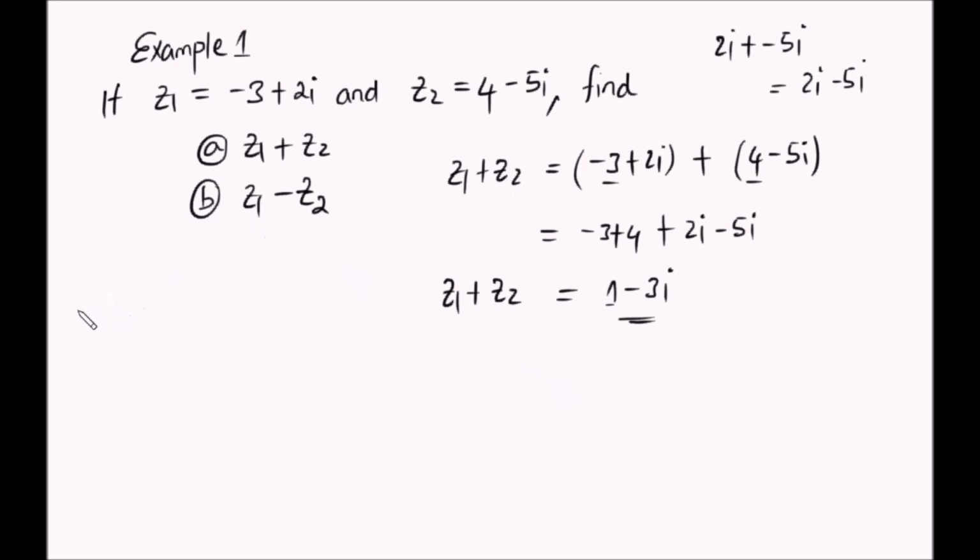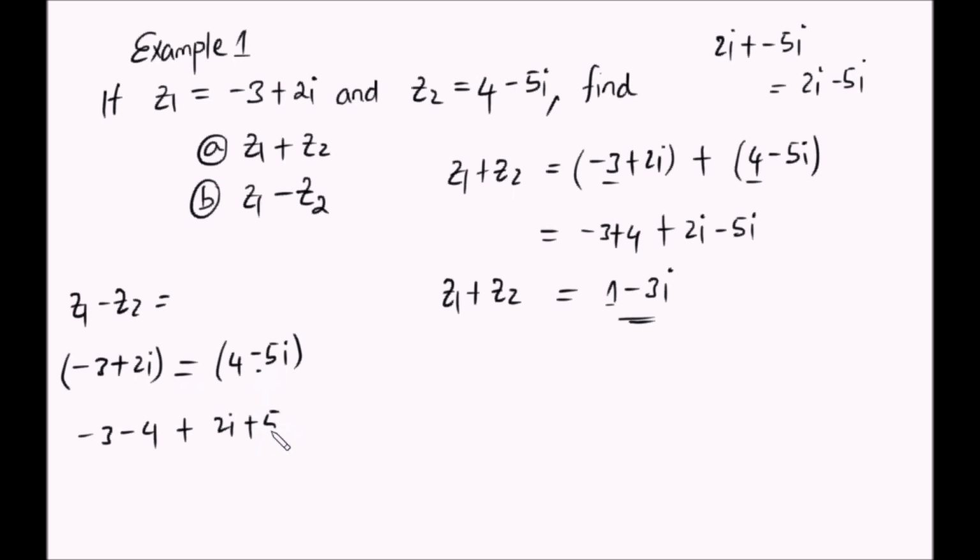Part B, it says z1 minus z2. So I take z1, negative 3 plus 2i, minus z2, which is 4 minus 5i. So this becomes negative 3 minus 4. And then we have 2i. So this is negative and negative, it becomes positive 5i. So you eventually get negative 7 plus 7i. So this one now is z1 minus z2.